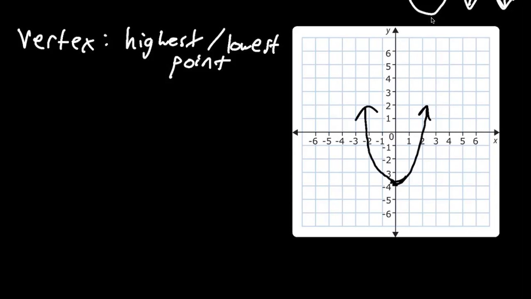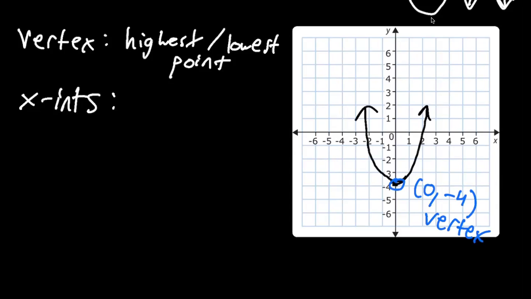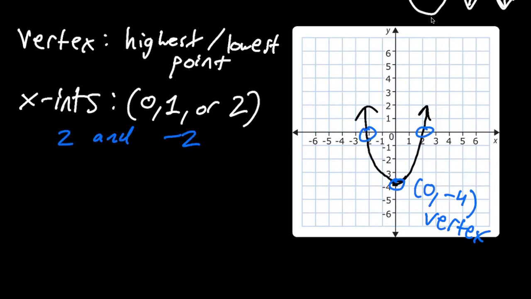So here our vertex is going to be at the bottom of the graph, the lowest point, and our vertex is down here at (0, -4). So this is the vertex of our graph. We can also look at the x-intercepts. We're going to look a little bit more at x-intercepts later. We can have 0, 1, or 2 x-intercepts. And here we have 2 x-intercepts, and we can see that those are 2 and -2.